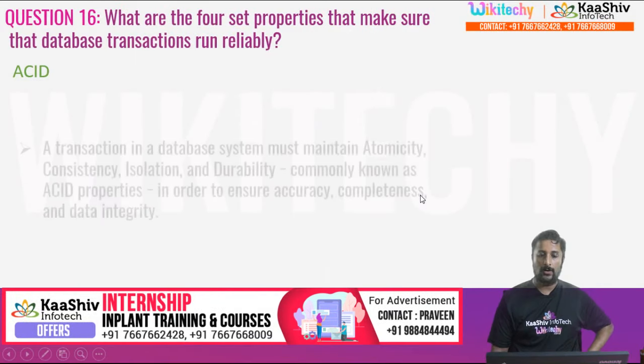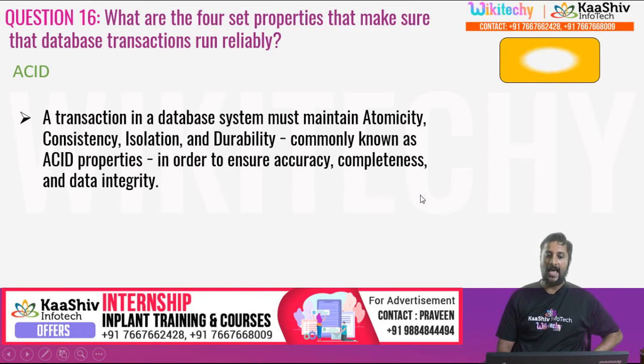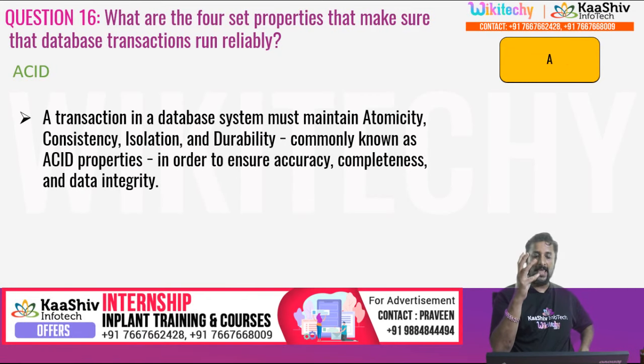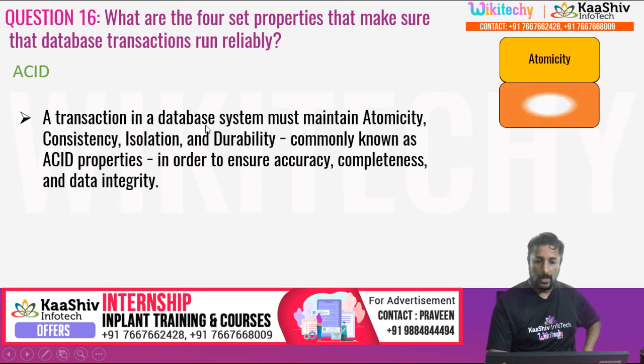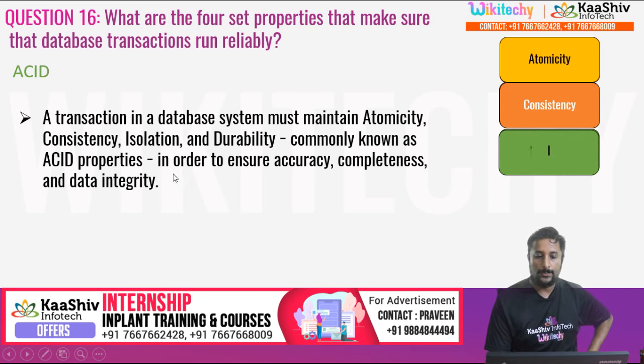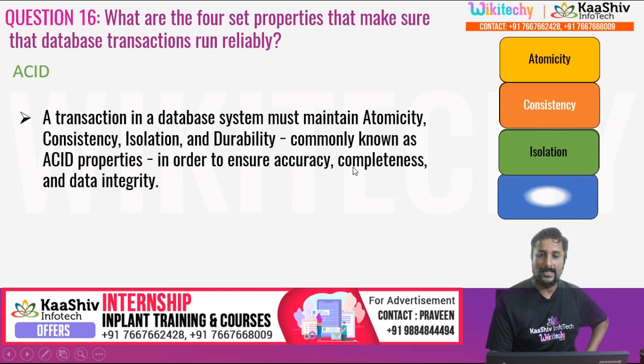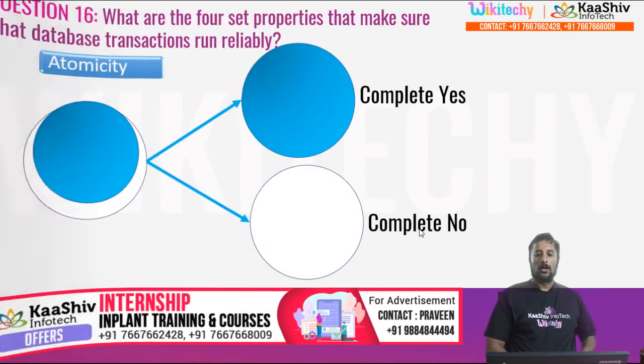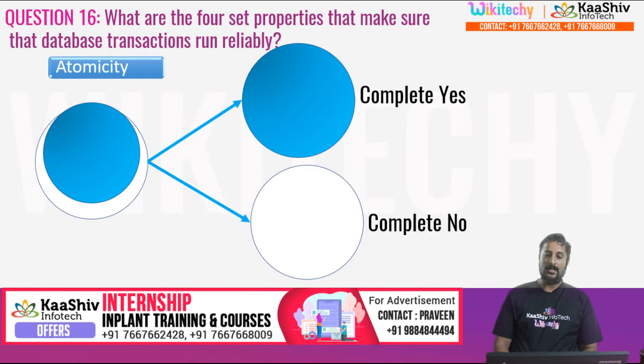Let's see that one, they call it the ACID property: atomicity A, consistency C, isolation I and durability D. Okay, these ACID properties are used to ensure accuracy, completeness and data integrity. You may ask me what is atomicity and what is this ACID property?